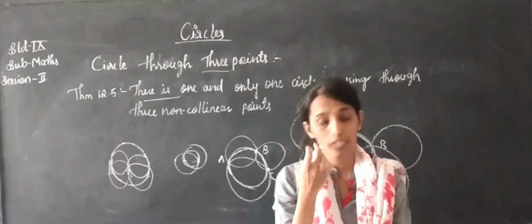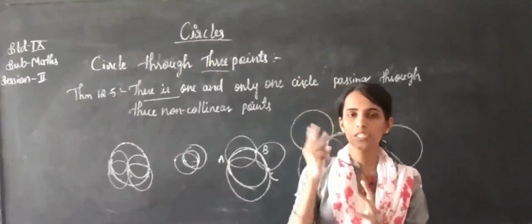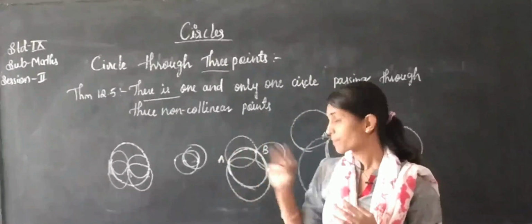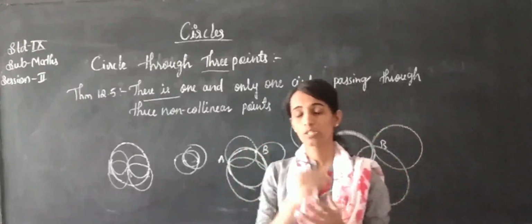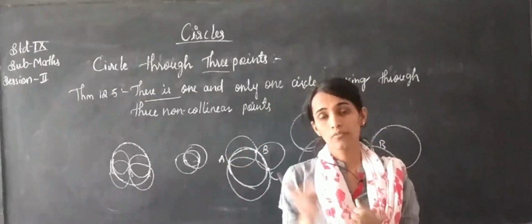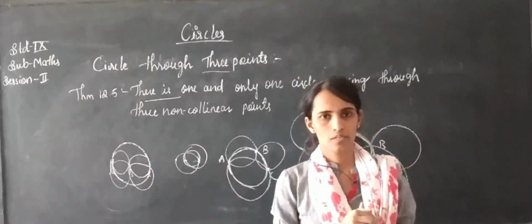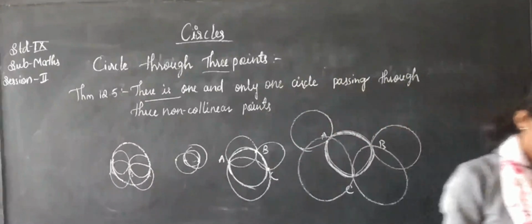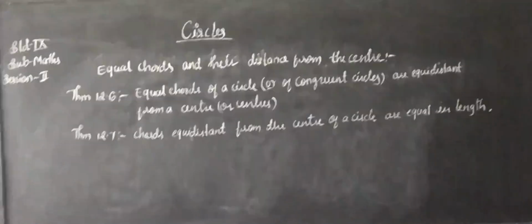It's very important. Only one circle can pass through 3 non-collinear points, and through 3 collinear points it is not possible to pass a circle. If we take 2 collinear points, it is possible, but 3 is not possible. So through 3 non-collinear points we can pass only one circle.